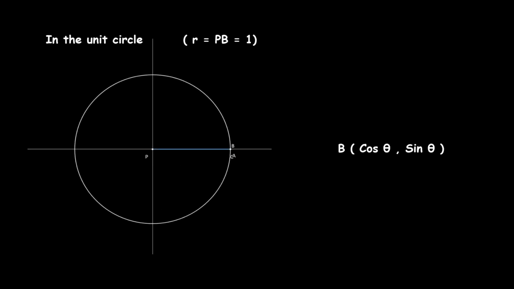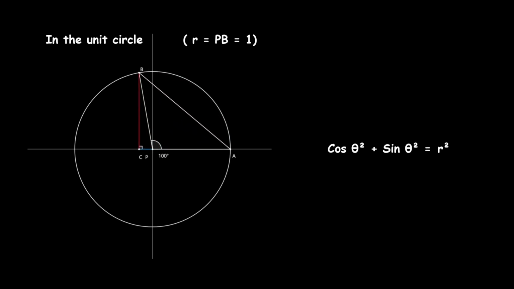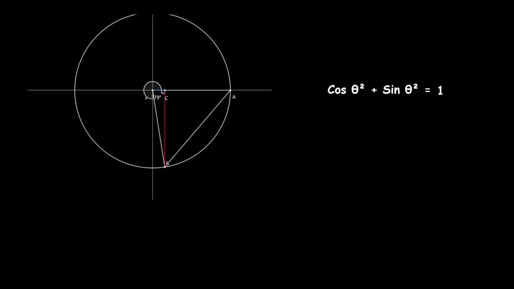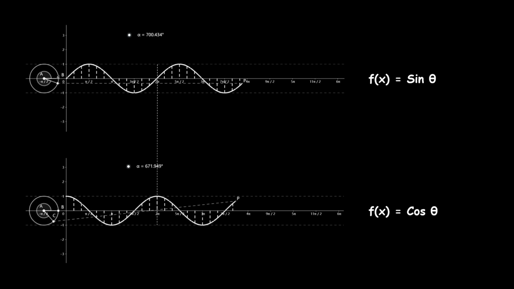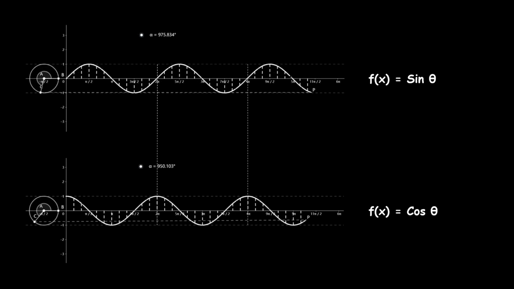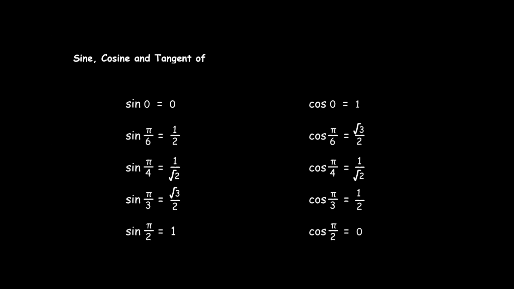If point B moves diametrically, its coordinate formula remains unchanged: B of cosine theta and sine theta. Additionally, using the definition of a circle, we derive the fundamental formula cosine squared theta plus sine squared theta equals r squared, which equals 1. Next, we plot trigonometric functions to visualize how x and y vary. We can observe that the period of trigonometric functions corresponds to a full circle, which is 2 pi. Additionally, we can identify some special angles from the graph.